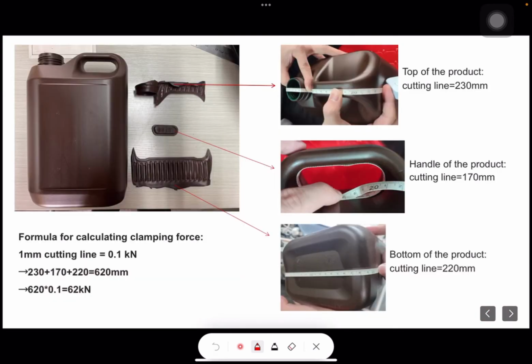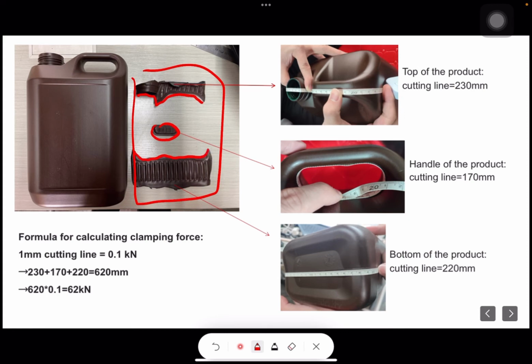Here, as you can see, I put them here. From this picture, we can clearly understand what the cutting line is, right? It is the line where we cut the trimming. Here, here, and here.